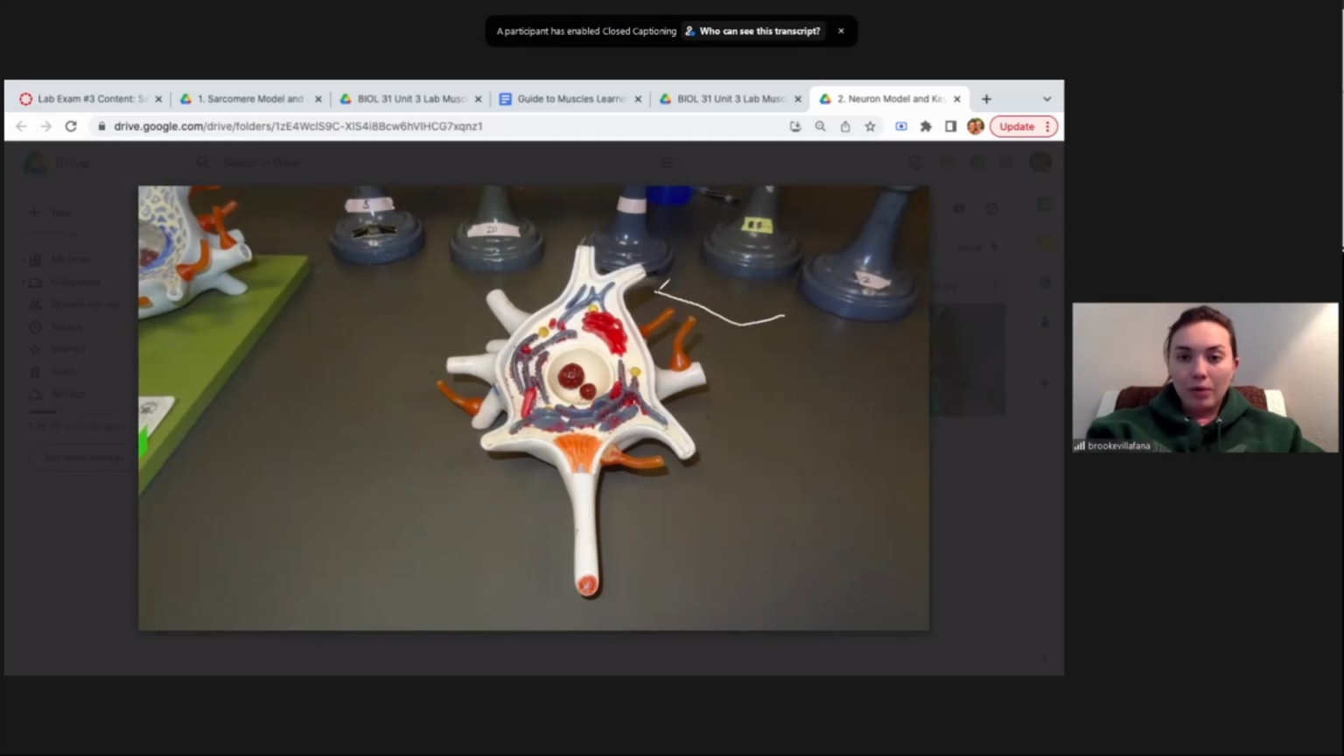So remember, we have our dendrite, these white structures, those would be your dendrites. And then we have our cell body, right? This entire structure represents the cell body.